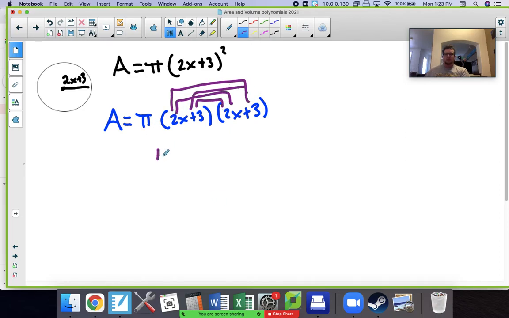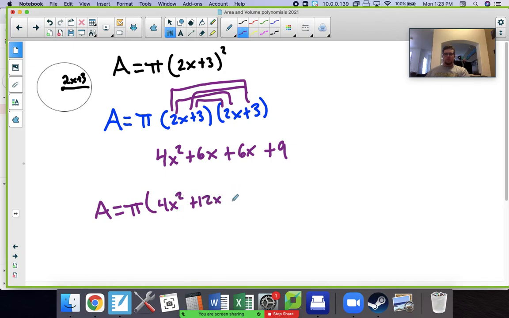2x times 2x is 4x squared. 2x times 3 gives us 6x. 3 times 2x gives us 6x. 3 times 3 gives us 9. So now we have the area 4x squared plus 12x plus 9, and now we have to multiply by pi.